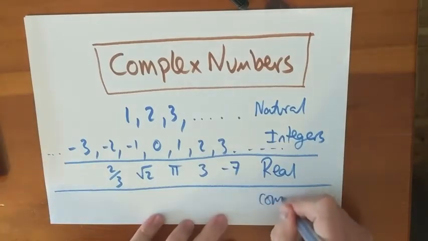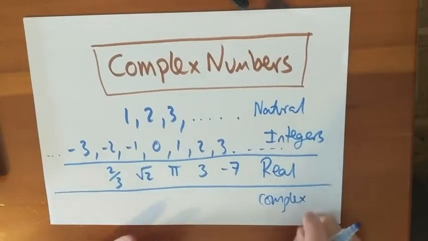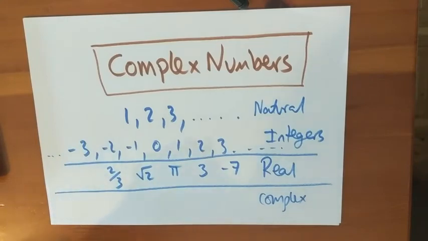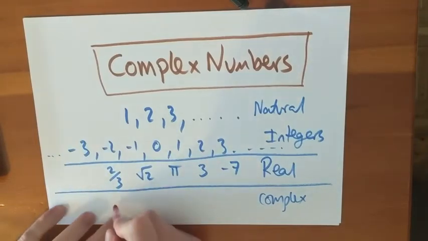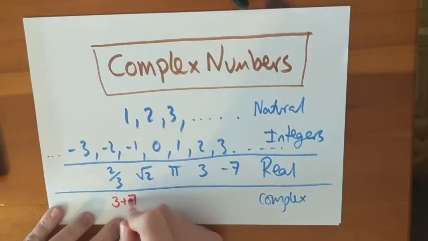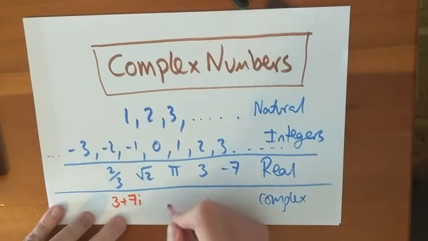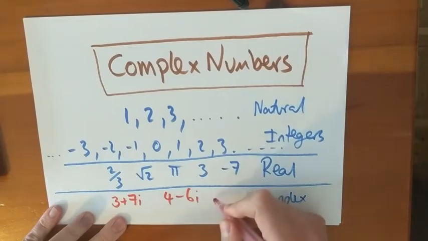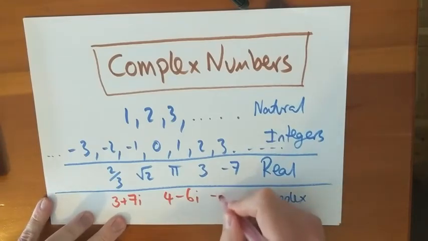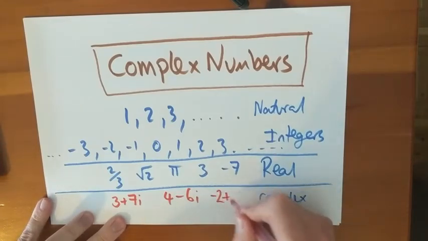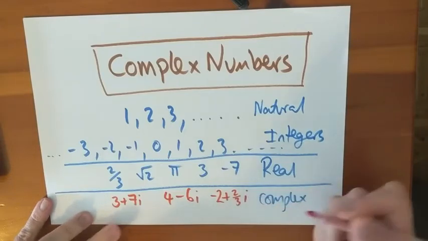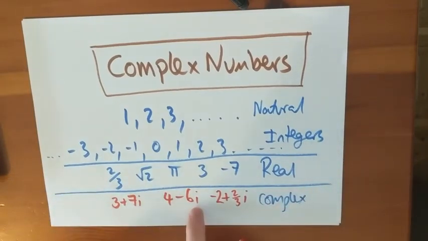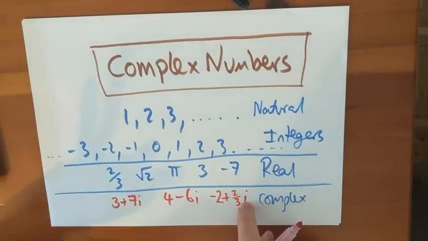Complex numbers include a special type of number, and that number is i. Complex numbers look like this. So you can have like 3 plus 7i, or you could have 4 minus 6i, and all sorts of different things. You could even have a negative number at the beginning, like -2 plus 2/3 i. And this i is a special thing which I'm going to explain in a second.